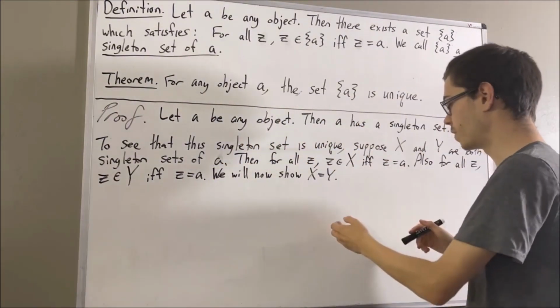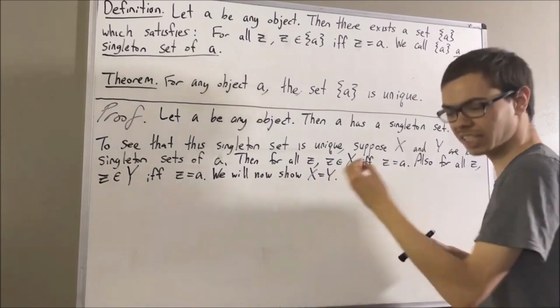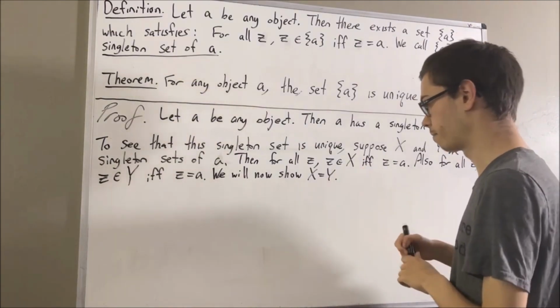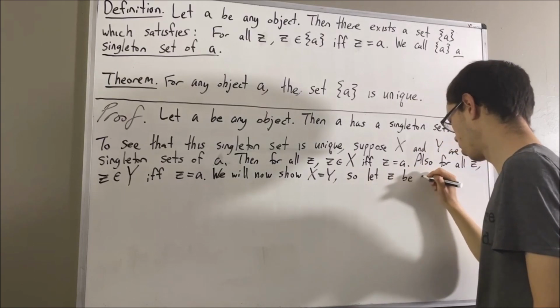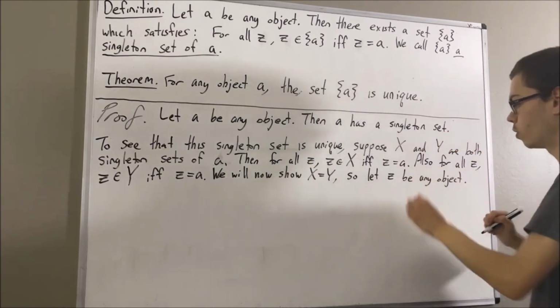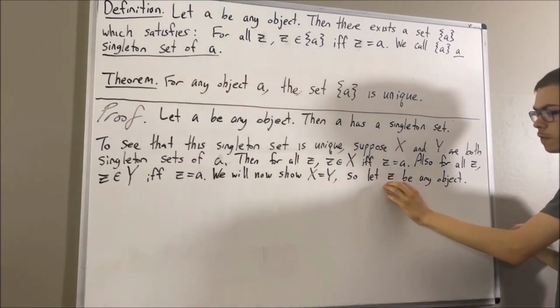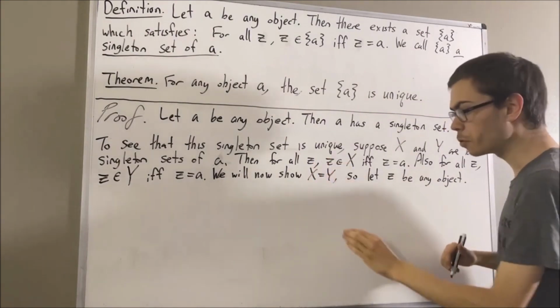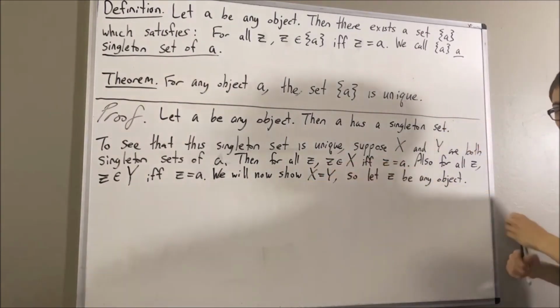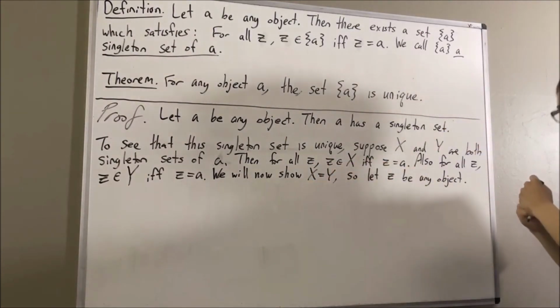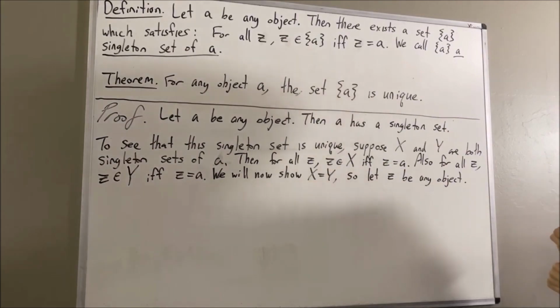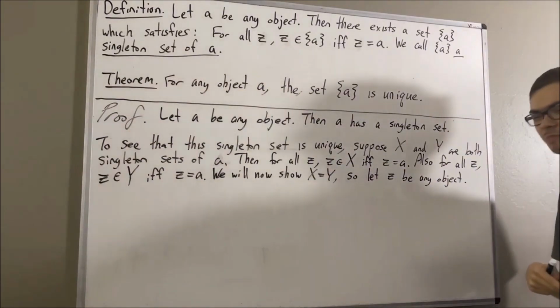And since we're trying to prove a statement about all objects, give me an arbitrary object. I'll call it Z. With this object Z, we want to prove that Z is an element of X if and only if Z is an element of Y. And we're going to prove that through a chain of if and only ifs. To see how that comes together, check this out.